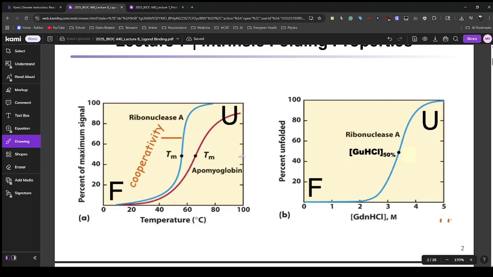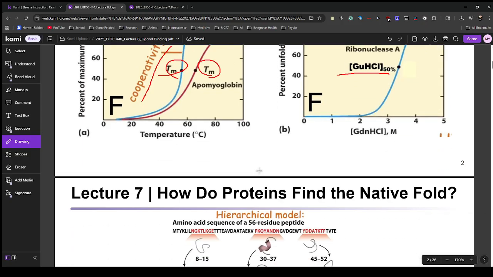In the last review, we talked about things like TM and denaturant 50. These are things where, I'll talk about this later, a little bit of cooperativity. But the idea that, the amount of concentration of denaturant or temperature required to fold the protein by 50%, right?